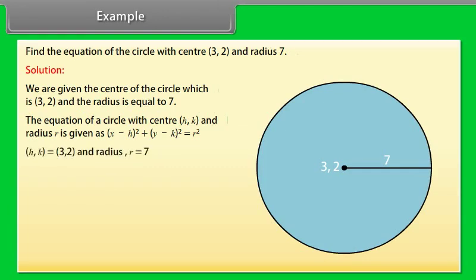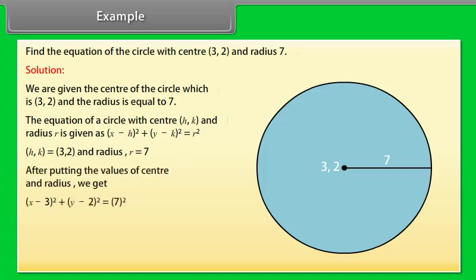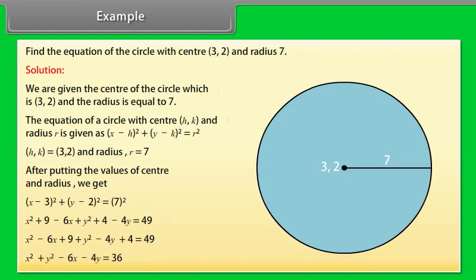h and k are equal to 3 and 2, and radius r is equal to 7. After putting the values of center and radius, we get (x − 3)² + (y − 2)² = 7². By calculating it, we get x² + y² − 6x − 4y = 36.